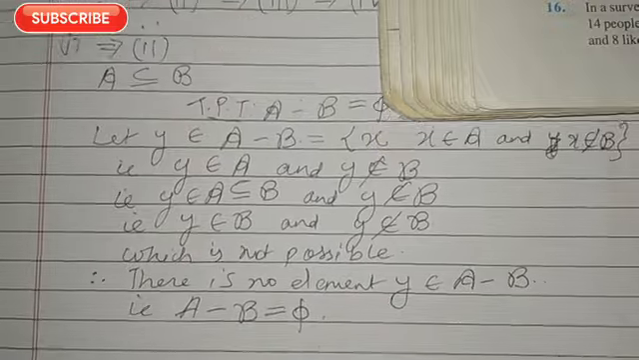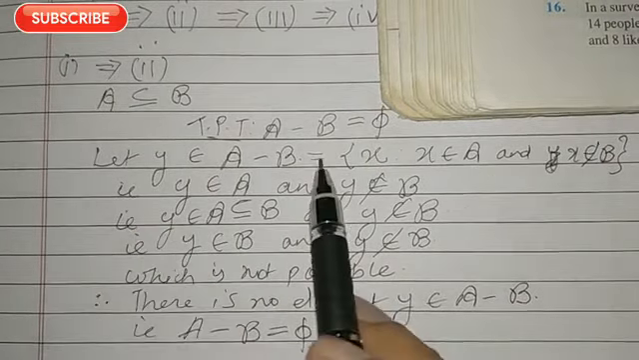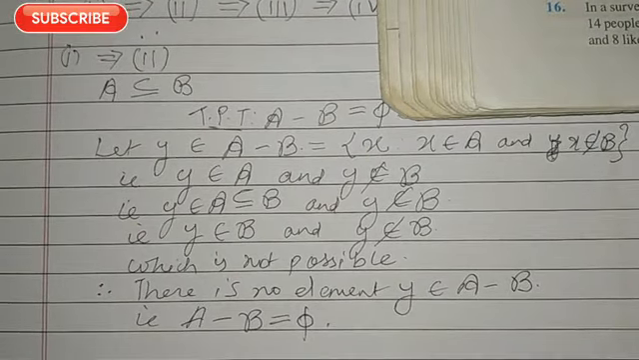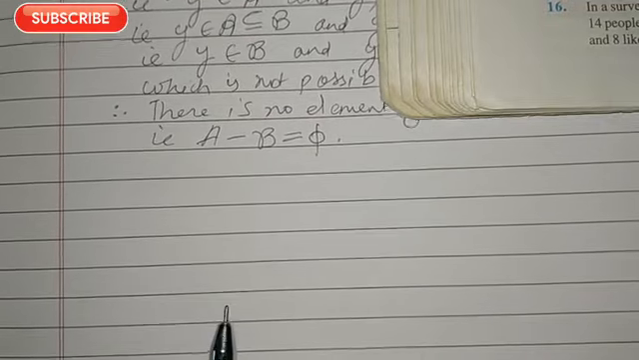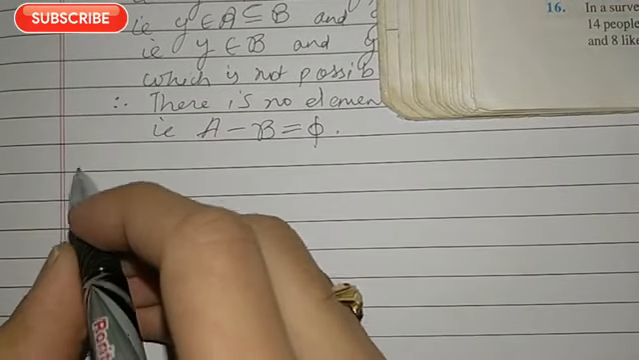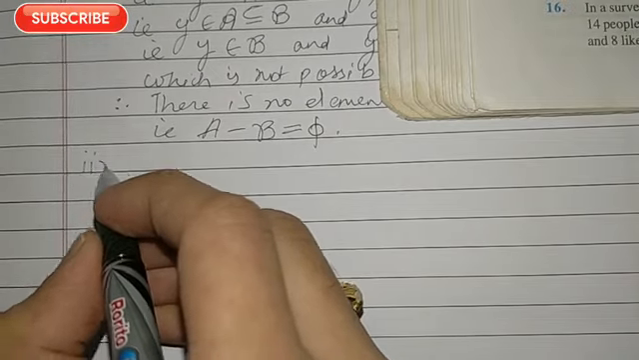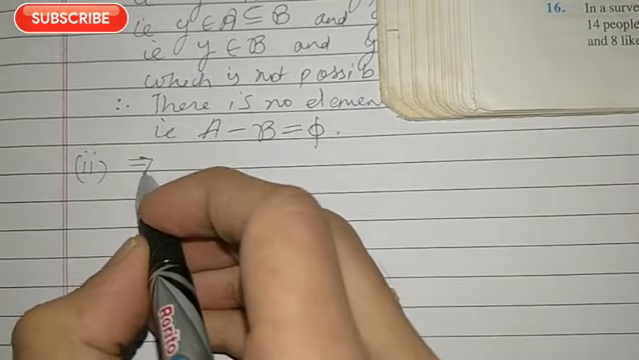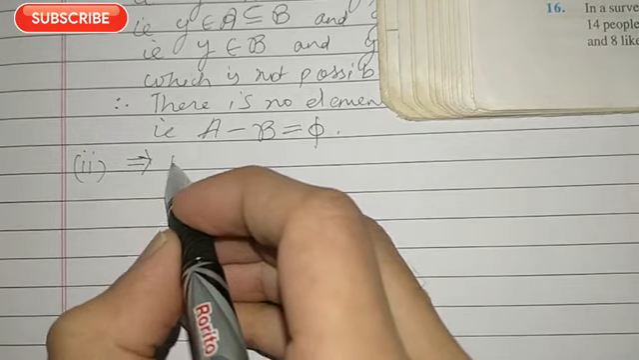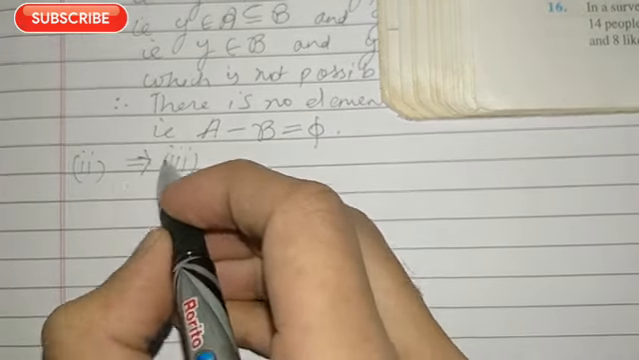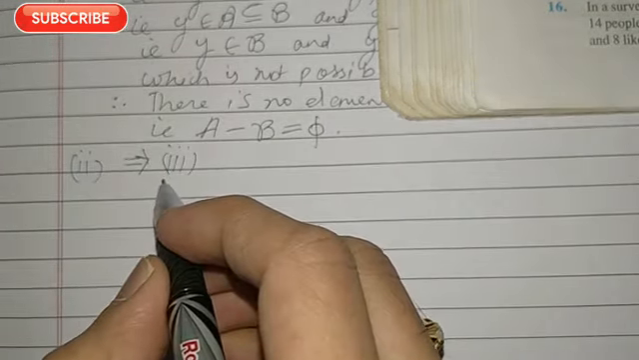So we have assumed one and proved two, right? Okay, now let us go to the second implication. So that is 2 implies 3, right? 2 should give us 3.